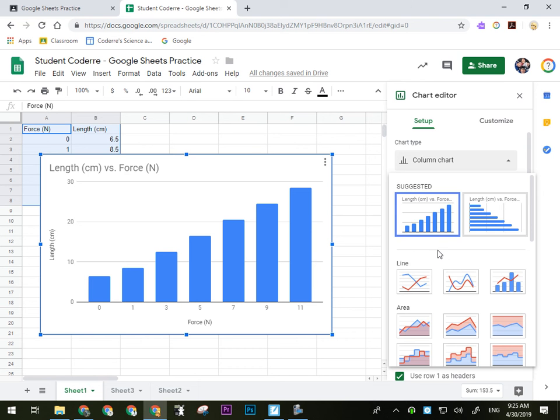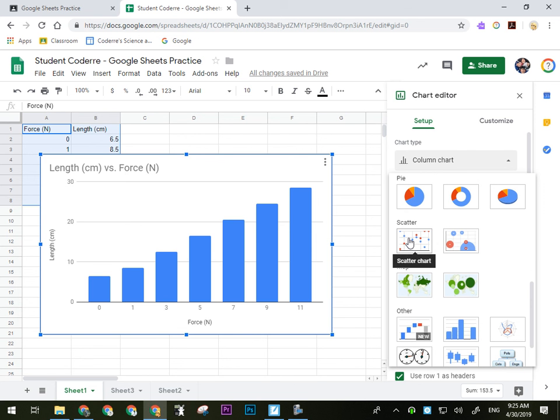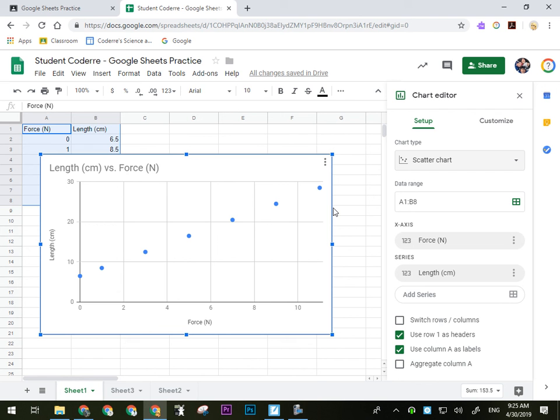Here's where we are at the start. We have to scroll down through line, area, column, bar, pie, down to scatter. Click on scatter, and you'll get the points looking like this. Because in our chart we put in that one thing was length and one thing was force, you can see that Google Sheets even labeled the axes and put the units in for them. So I've got force in newtons down here, and length in centimeters up here. All right, is everybody to that point, or is there anyone who needs my help?